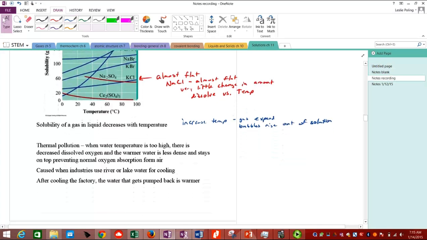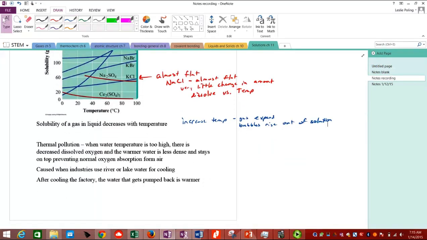So, because gases are less soluble at increased temperature, this is important in aquatic life. Because if the water coming into the lake or pond is warmer than it should be, it doesn't hold enough oxygen. And so this is thermal pollution.